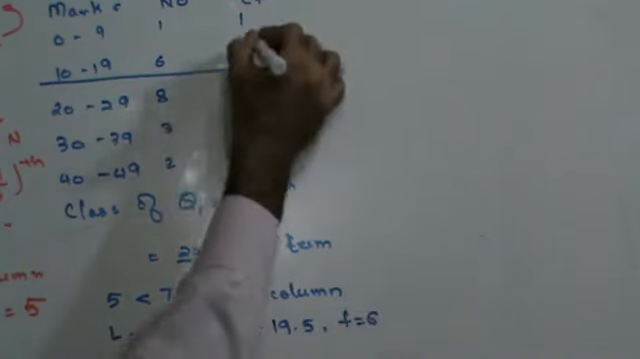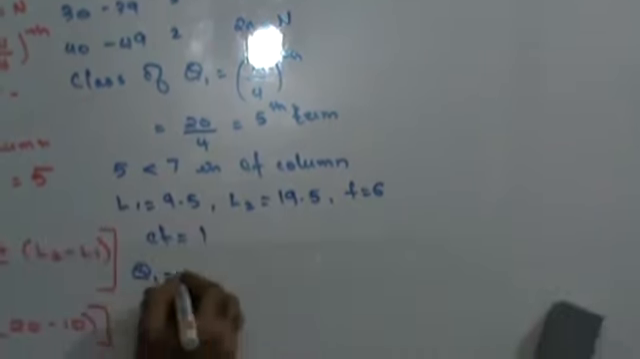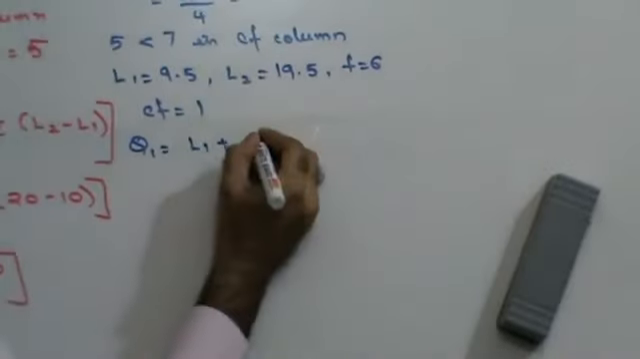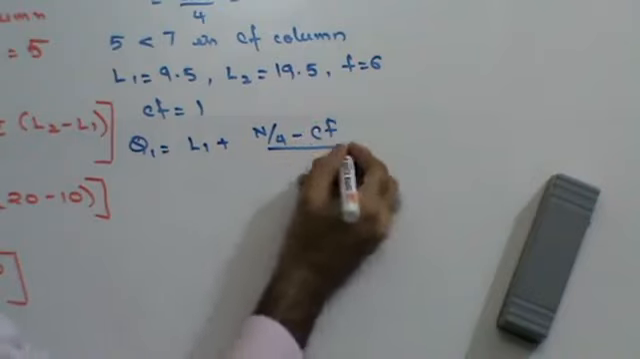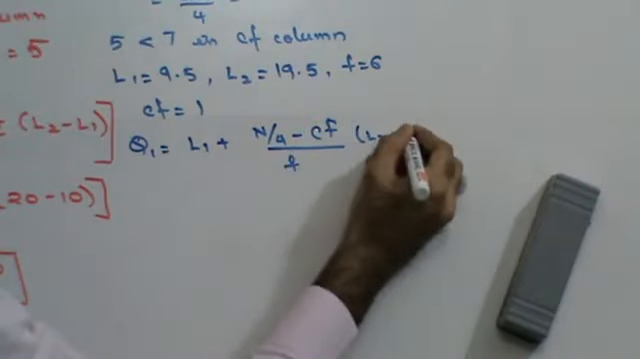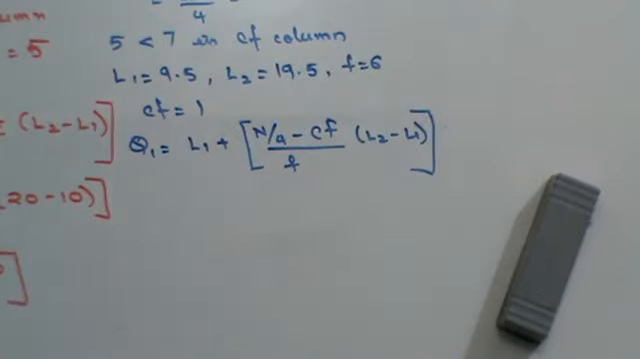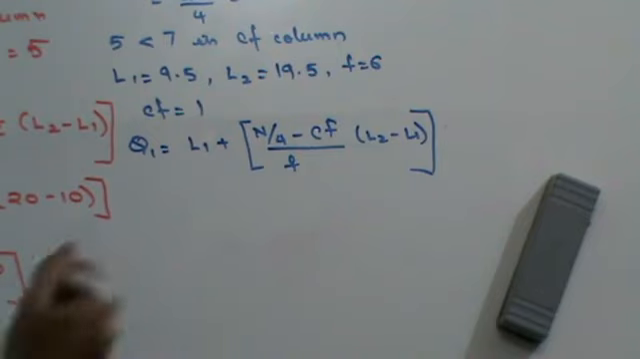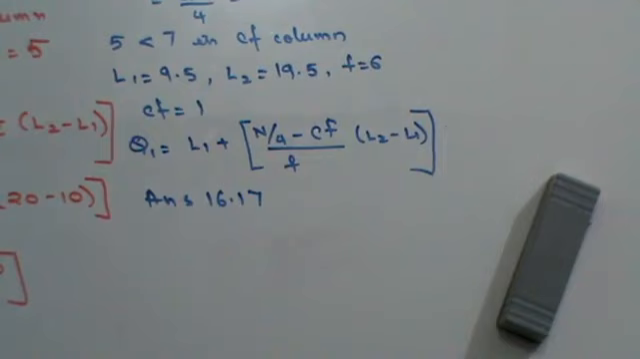F will be 6. CF is the number above that, so CF is going to be 1. So I can therefore say that Q1 is L1 plus (N by 4 minus CF) upon F, times (L2 minus L1). Again, all the values are known to you. All you have to do is substitute and get the answer. You should at least be able to do this. The answer for this should come out to 16.17.